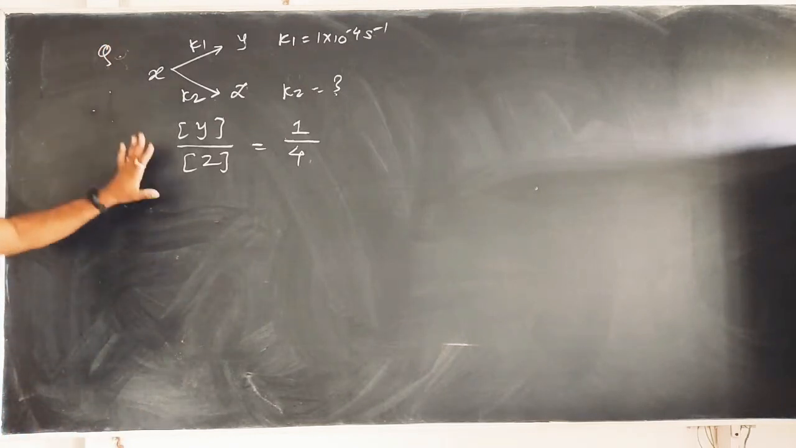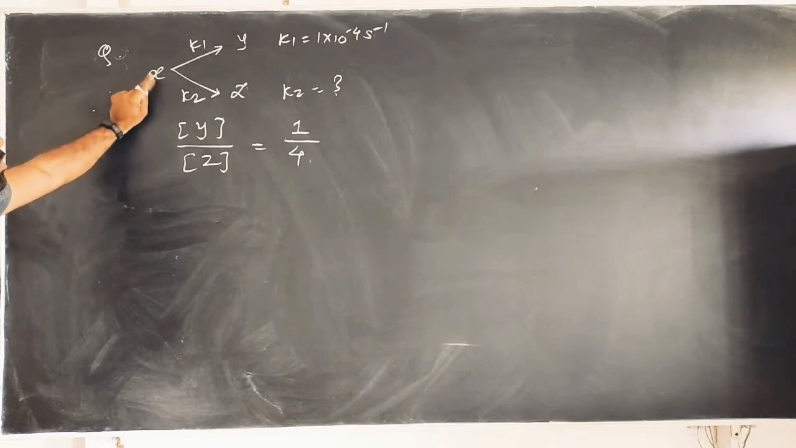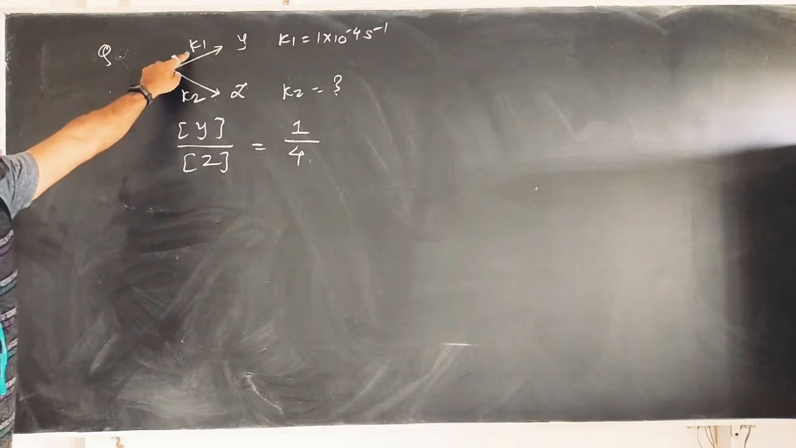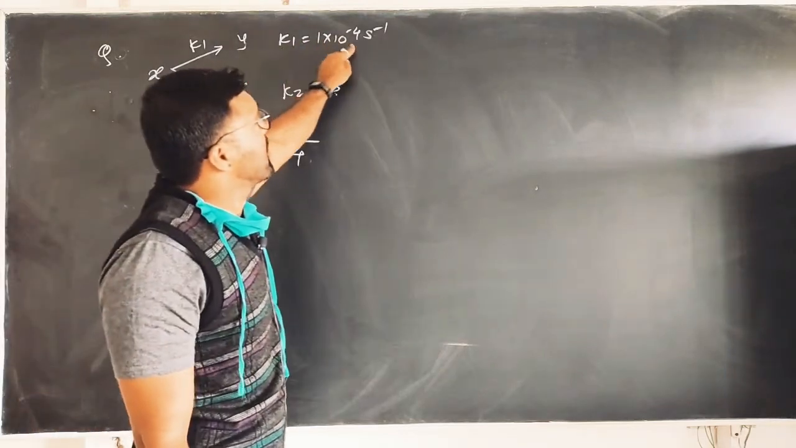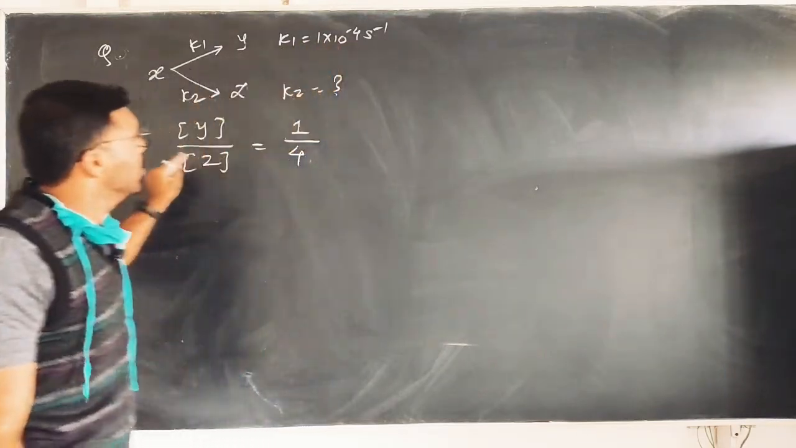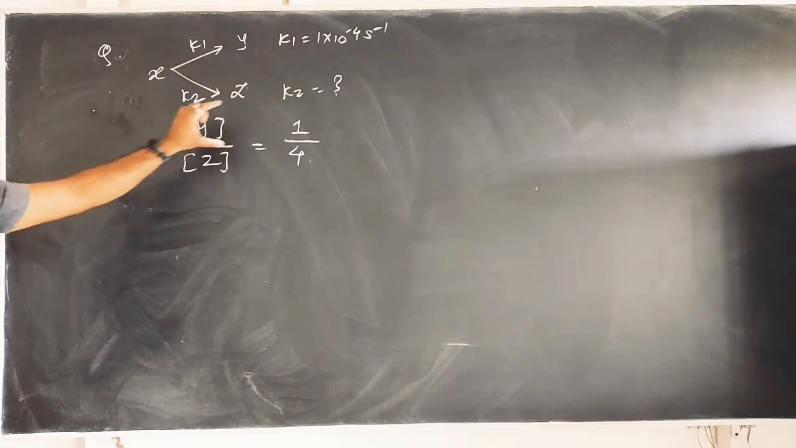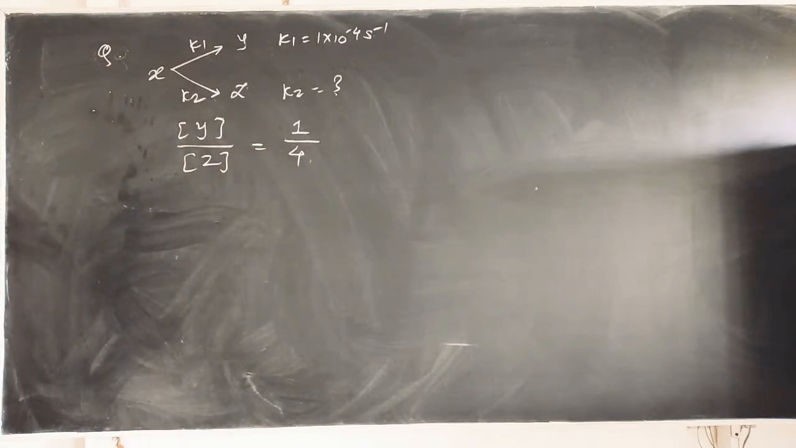So we have this data provided to you. I'll tell you the problem once again. For the reaction X gives Y and Z simultaneously, which is a parallel reaction with rate constants K1 and K2 respectively, the value of K1 is 1 into 10 raised to minus 4 per second. During the course of the reaction, the ratio of concentration of Y and Z, which are the products, is 1/4. Then find the value of K2.